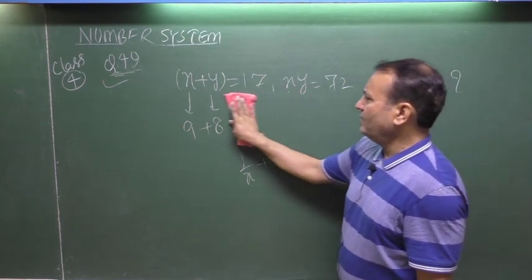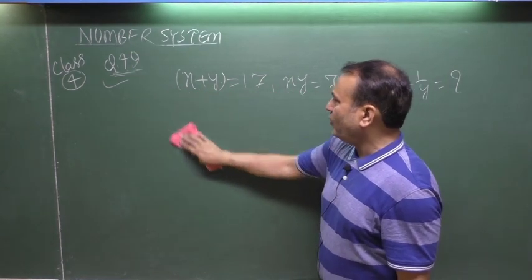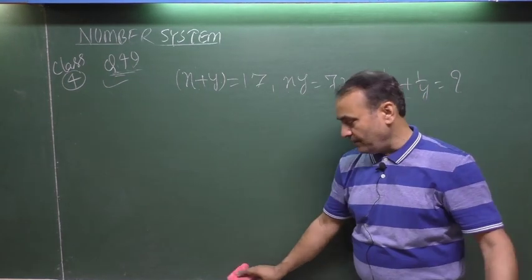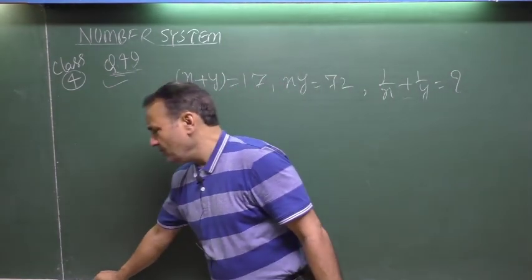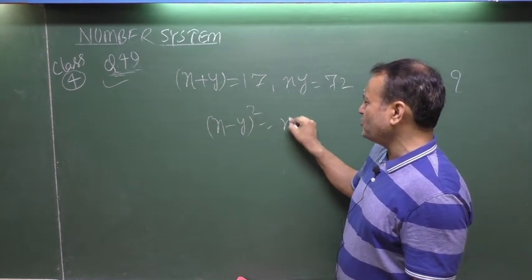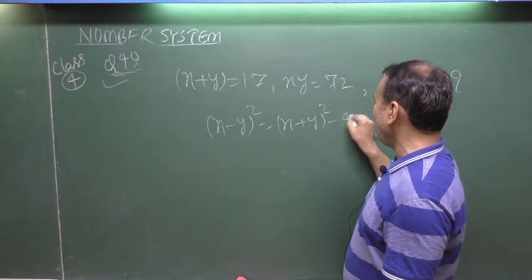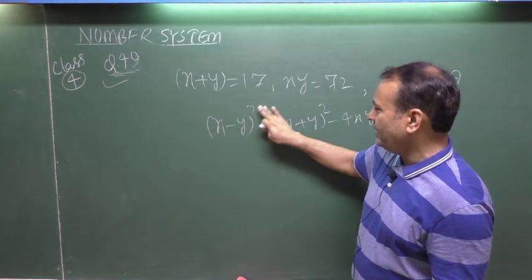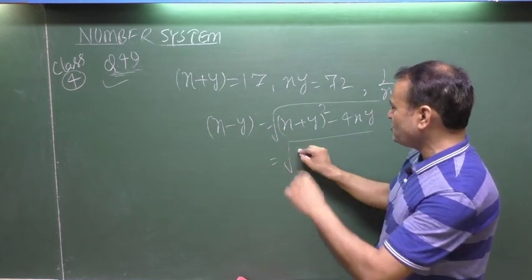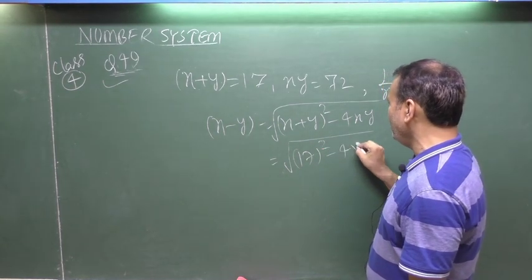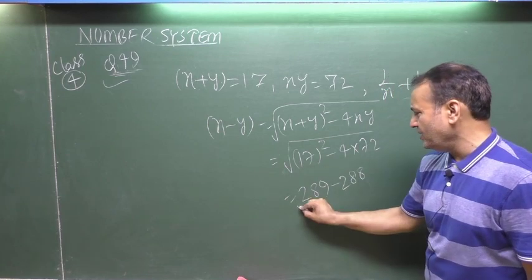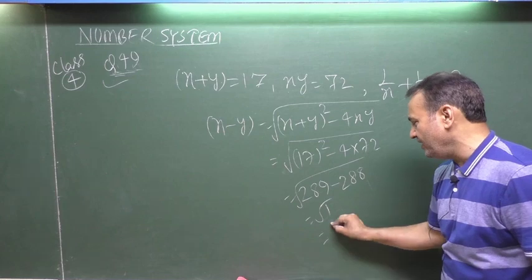Now, if you cannot find out the value from memories, then what will be the basic concept through which you can have the answer at last? See here. There is an algebraic formula, (x minus y) square equals (x plus y) square minus 4xy. That means if this square be deleted, this will be under root. Now x minus y equals under root of 17 square minus 4 into x into y. This is 289, this is 288, under root this is under root 1 and finally 1.